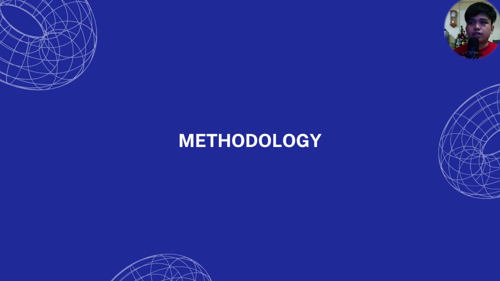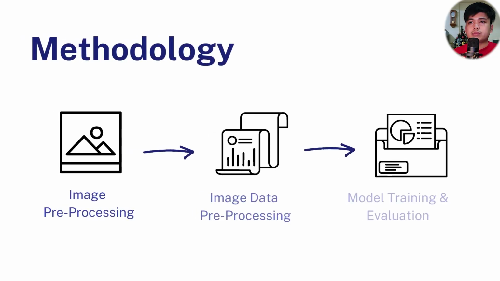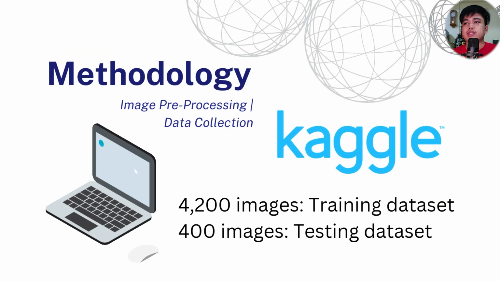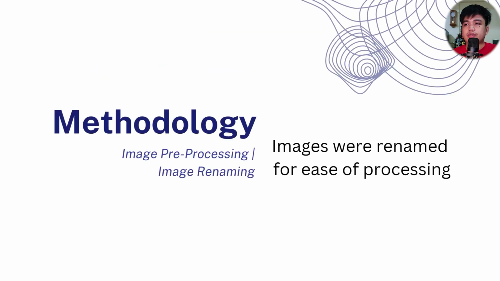For our methodology, it consists of three major parts. First, the image preprocessing. Then we'll process the image data using the image data preprocessing. And finally, the model will be trained and evaluated. We have downloaded 4,600 images from Kaggle, wherein 4,200 images are for the training dataset and 400 images are used for testing, wherein each dataset is equally divided into normal and fractured images. After downloading, the images were named for ease of processing.